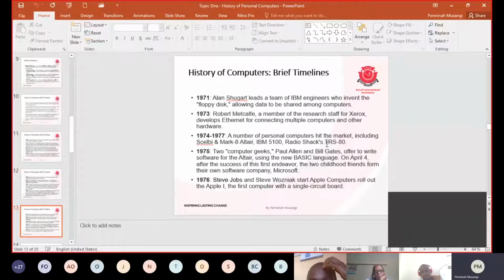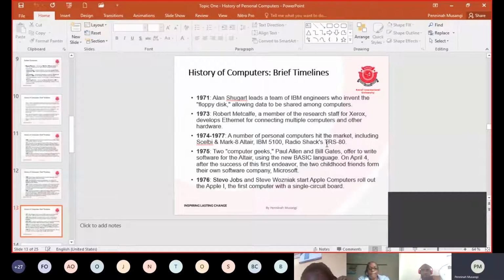And when you talk about the floppy disk, it's not only the removable disk, but even the port where the floppy disk was to be inserted was a development from these IBM engineers. So that was done in 1971.